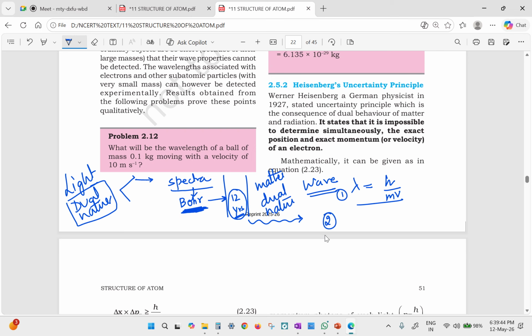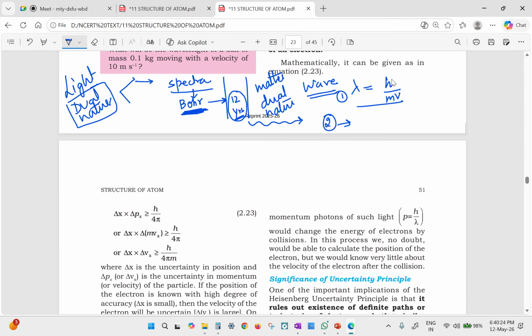The second most important was that another German physicist, Heisenberg, proposed a theory saying that for a particle with very, very small mass, the uncertainty associated with the measurement of its momentum and its position is too high. If you look at the title itself, it says Heisenberg uncertainty principle. There are a lot of things which are uncertain about the electron.